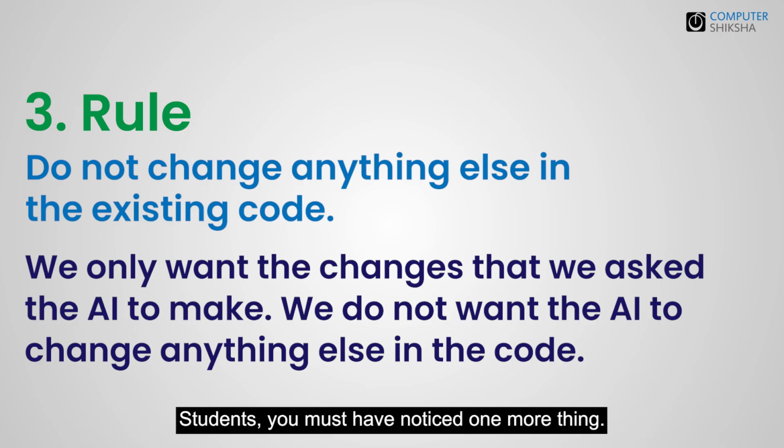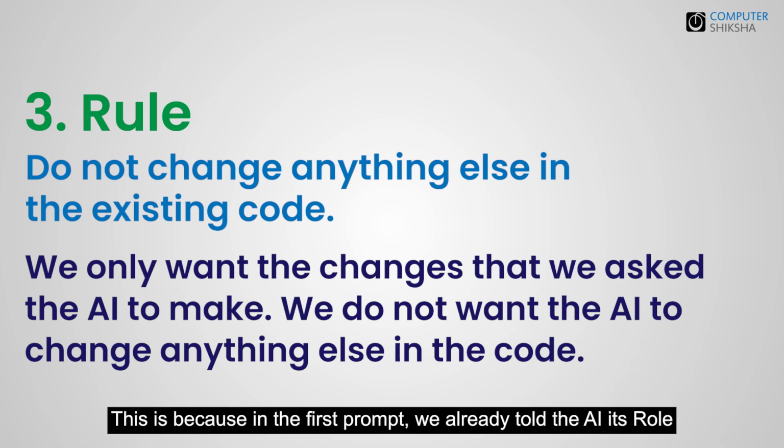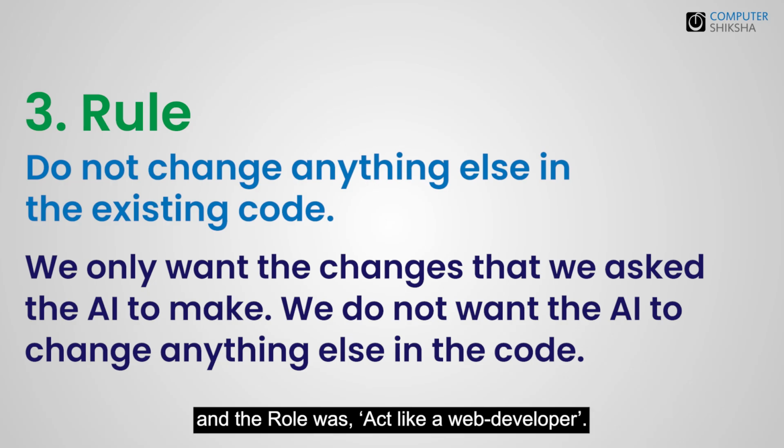Students, you must have noticed one more thing. In this prompt, we did not write a role. We only wrote the task and the rule. This is because in the first prompt, we already told the AI its role. And the role was act like a web developer. So, the AI already knows its role. Now let's go back and give this prompt to AI together.